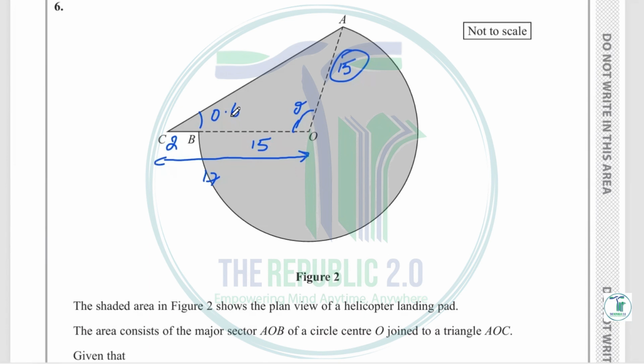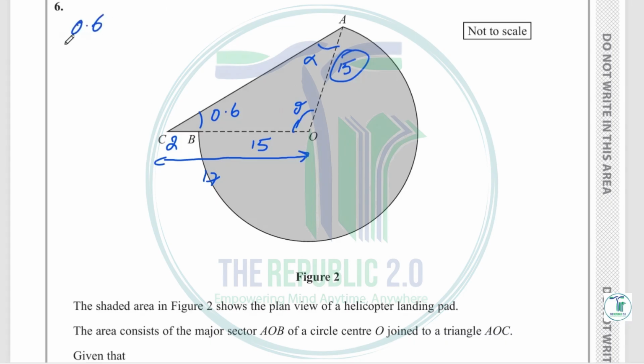The opposite side of 0.6 is 15, and the opposite side of 17 is this angle. So first of all, you'll calculate this angle, which is alpha, and then you'll get the angle at O as well by just taking away both these angles from 180. So what you're going to do now, you just need to apply the sine rule.